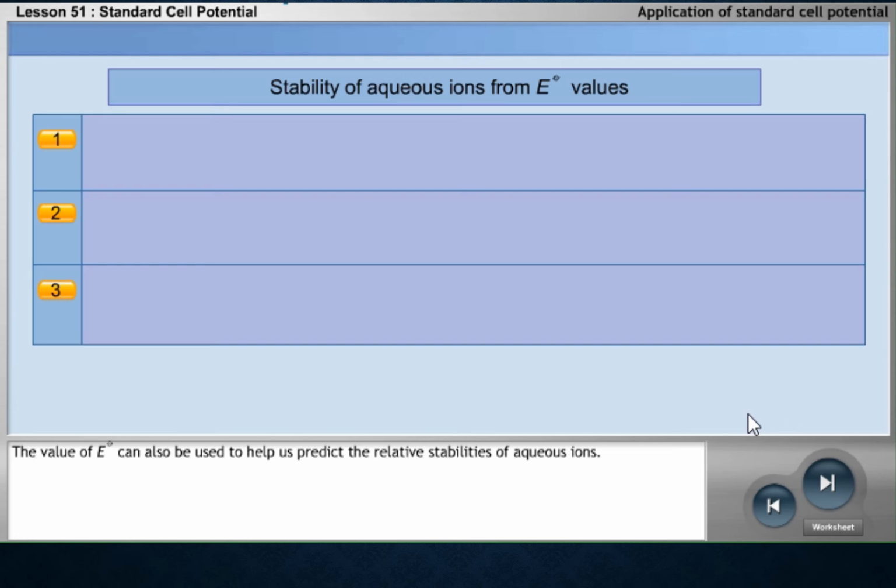Next, the stability of aqueous ions from E naught value. The first function of E naught value we already learned. We can know whether the reaction can occur or not. If the E naught value is positive, the reaction can occur. If the E naught value is negative, the reaction cannot occur. The second application of standard cell potential: stability of aqueous ions from E naught value. You can predict whether the aqueous solution is stable or not.